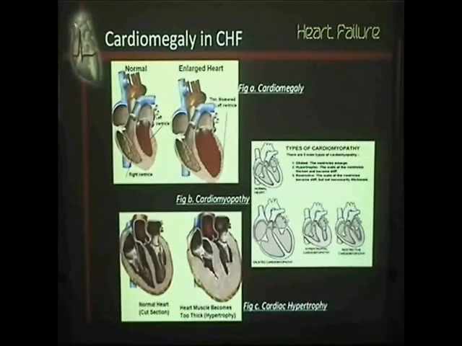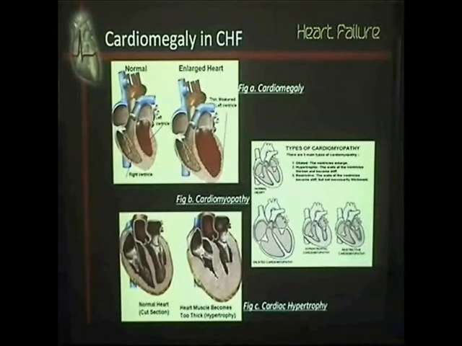Cardiomyopathy is one of the leading causes of enlargement of the heart. You can see the normal heart here. You can see the dilated cardiomyopathy. As you can see, all the atria and ventricles are dilated, and this is hypertrophic cardiomyopathy. You can see the enlarged ventricles here, and this is the restrictive cardiomyopathy. In restrictive cardiomyopathy, the heart walls, especially the ventricles, are stiff.